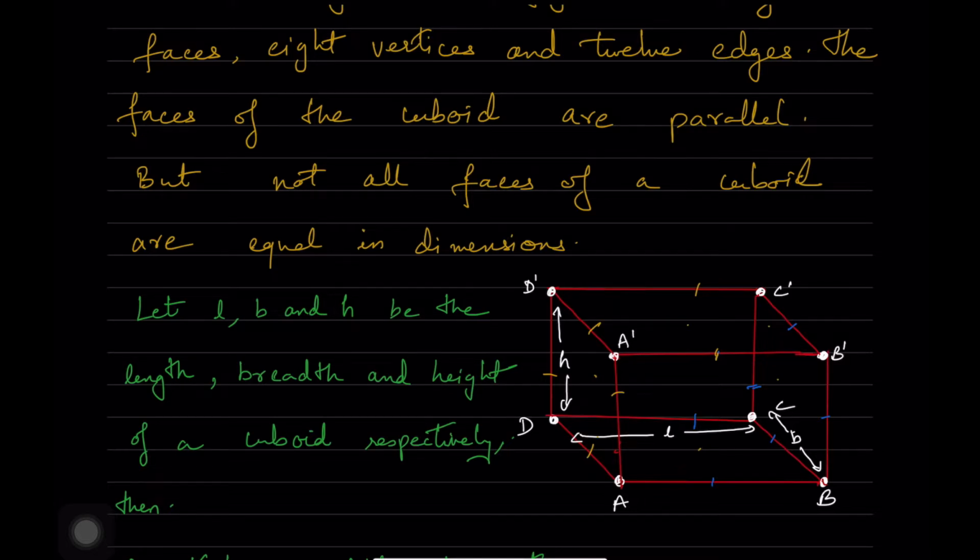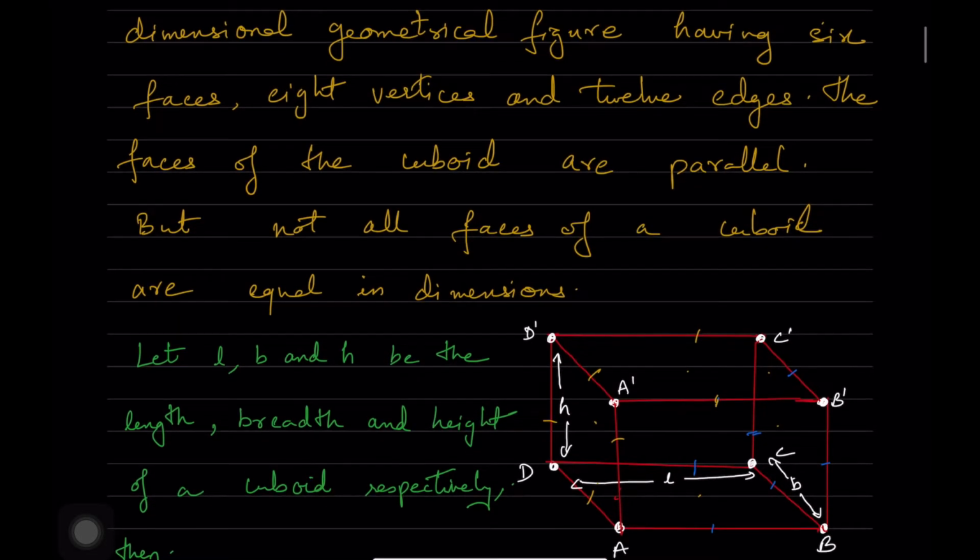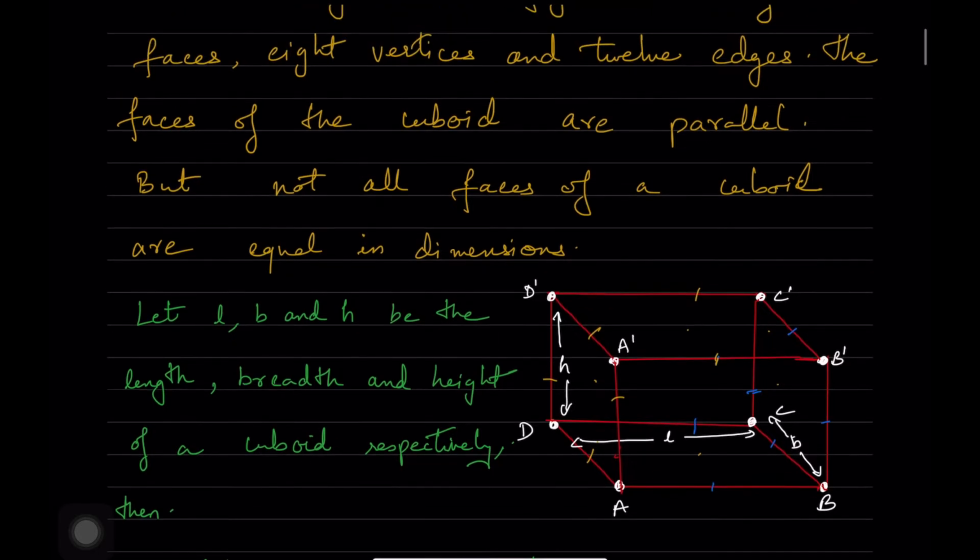So these are the different faces which we have. 8 vertices, 12 edges. Those are all named over here. You can see in the figure the length, breadth and height also is given over there.